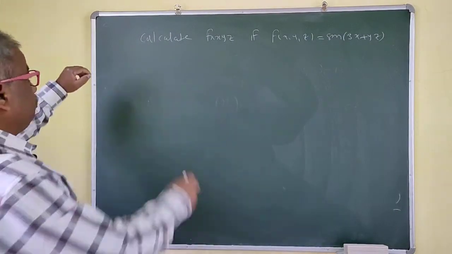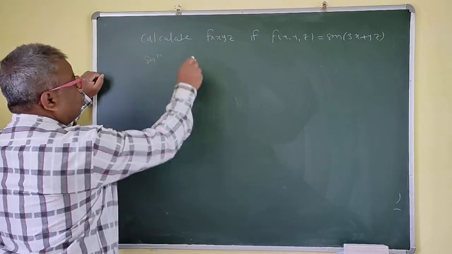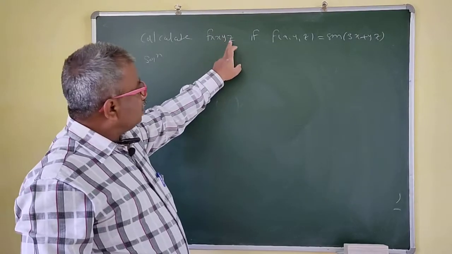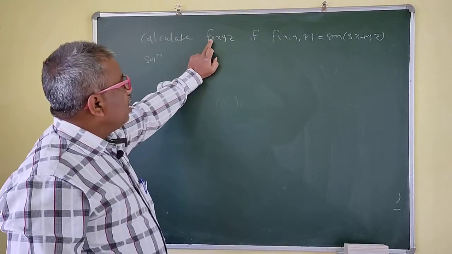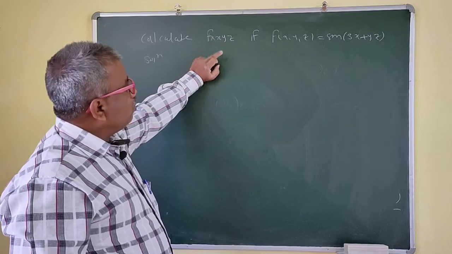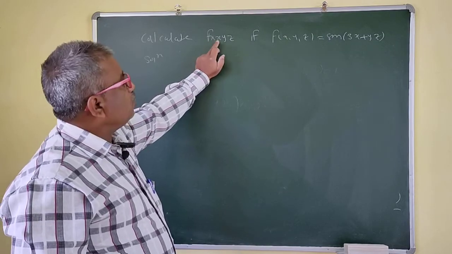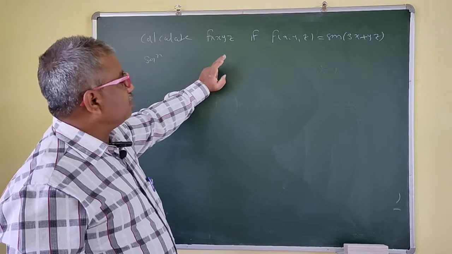Okay, solution. This is the fourth order partial derivative. So what will we do here? First we will find fx, then we will differentiate with respect to x, then with respect to y, and then with respect to z.